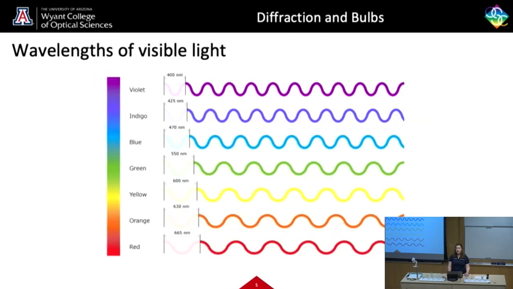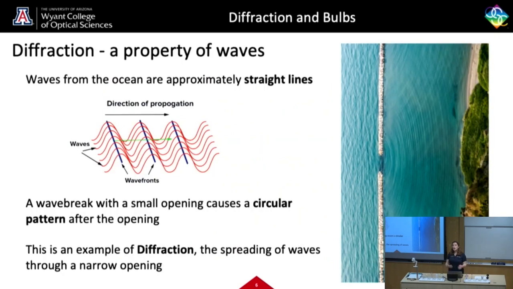So, if we look at our white light and all of the colors that it's made up of, you can see that we have a range of wavelengths from 400 nanometers in the violet to 665 nanometers in the red. And all of these wavelengths vary as the color varies. They go from the most energetic as violet to the least energetic as red. Now, diffraction is a property of waves.